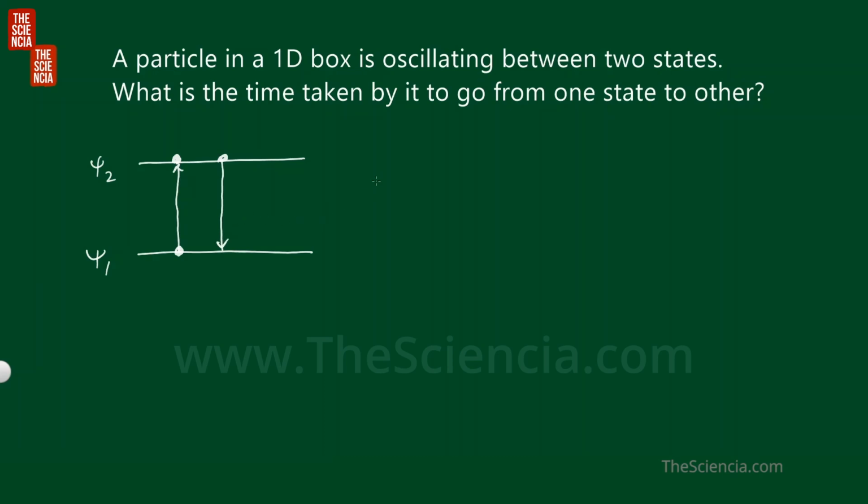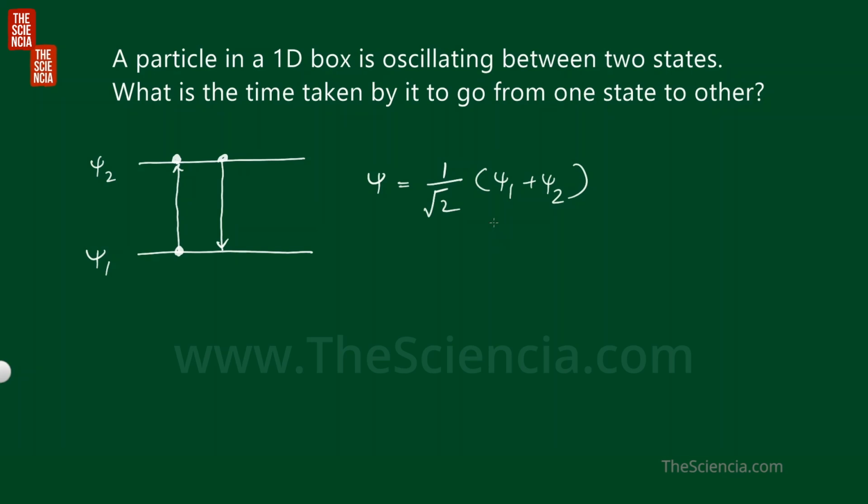So the wave function of such a particle will be a combination of psi 1 and psi 2. That is, the particle can be in the psi 1 state or in the psi 2 state. That is, the state of the particle is a combination of these two states. That is, psi is equal to 1 by root 2 into psi 1 plus psi 2.